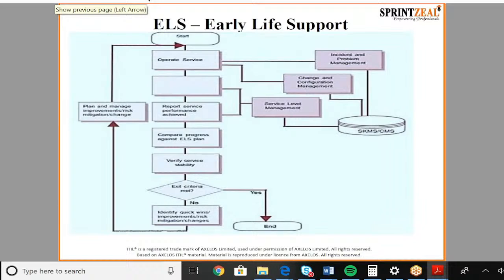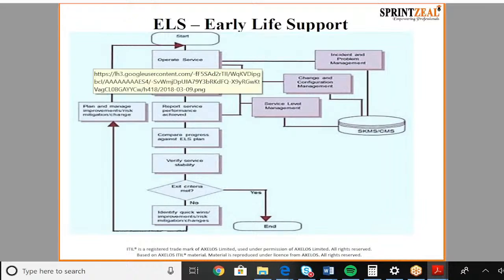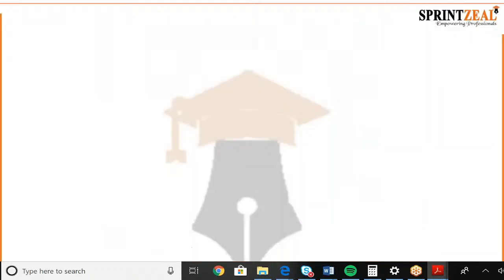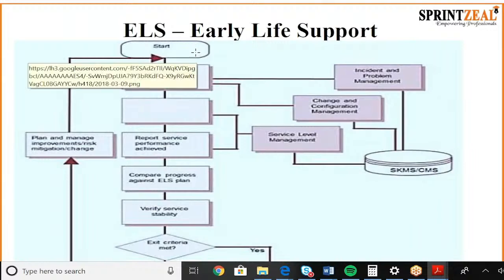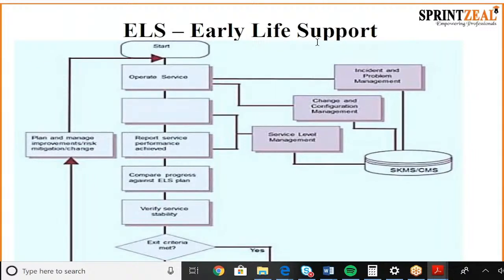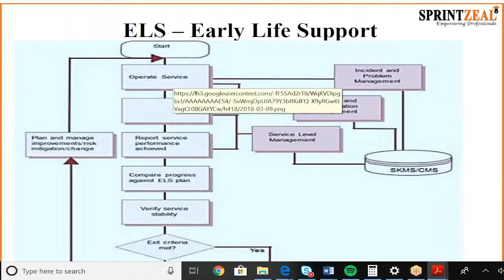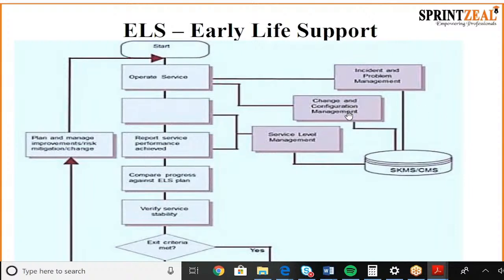So if we look at the diagram here, let's see if I can zoom in a little bit for you. Okay, so we're starting with early life support. The things that we're going to leverage in early life support are incident and problem management, change and configuration management, and service level management. And all of that information we're going to get from our service knowledge management system. So that's another reason why it's important to have all of that data available, so that if things do go awry, we can go back and reach into the repository and understand the why, right? Moving from data to wisdom.